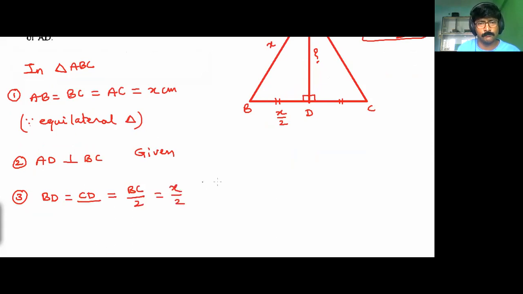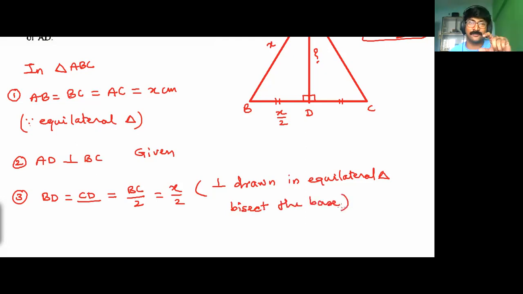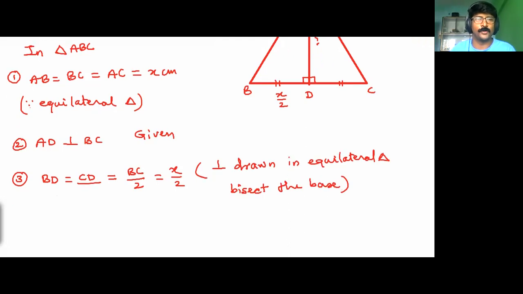The reason is: perpendicular drawn in an equilateral triangle bisects the base. I hope you are aware of this. We've already discussed this property in the last exercise, in the last video, isn't it? Okay, next one.